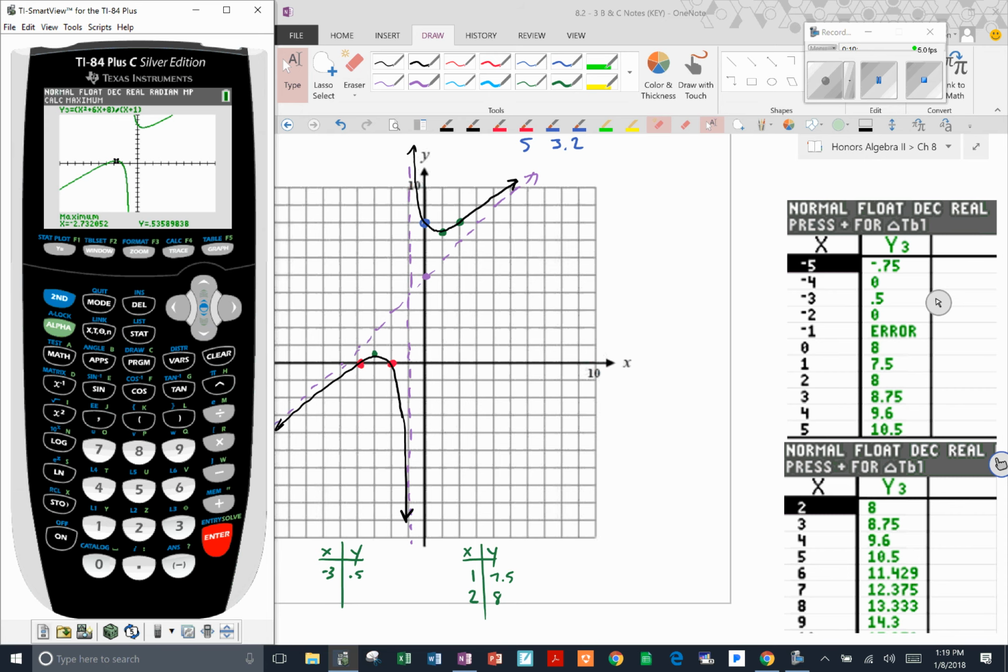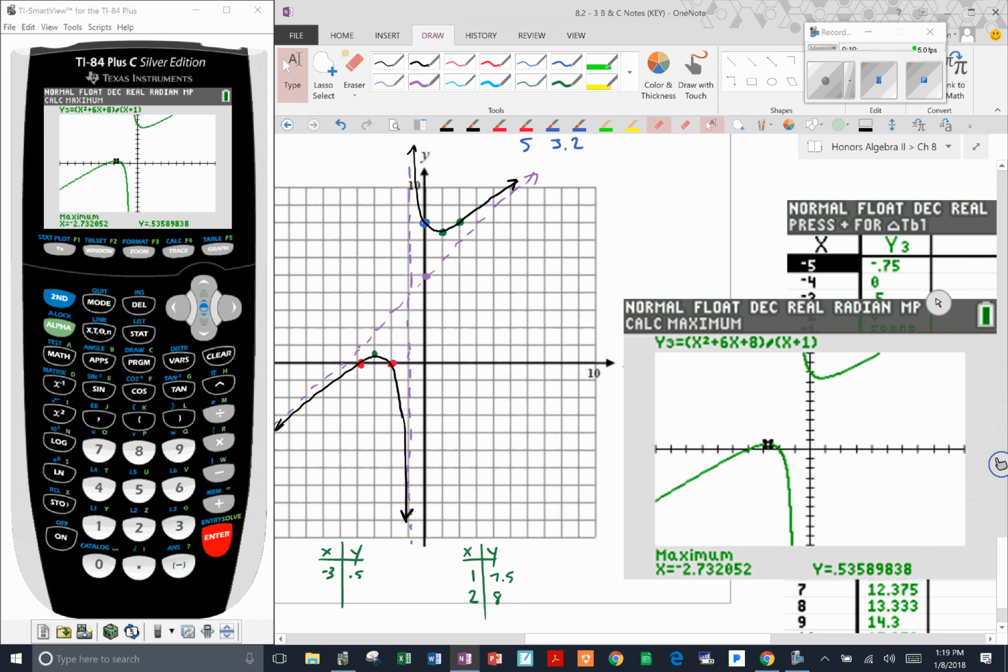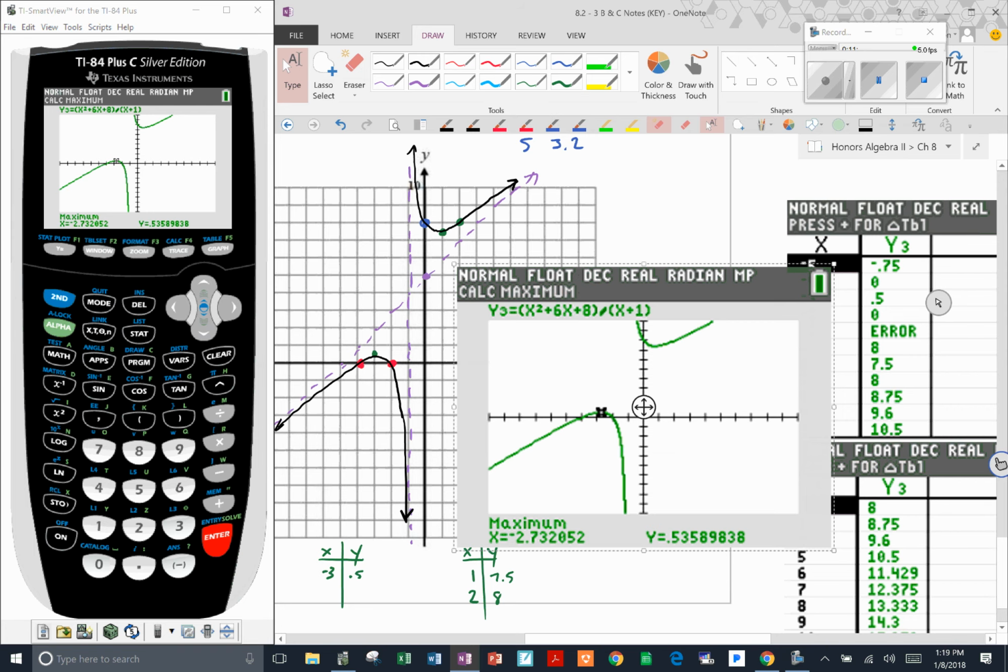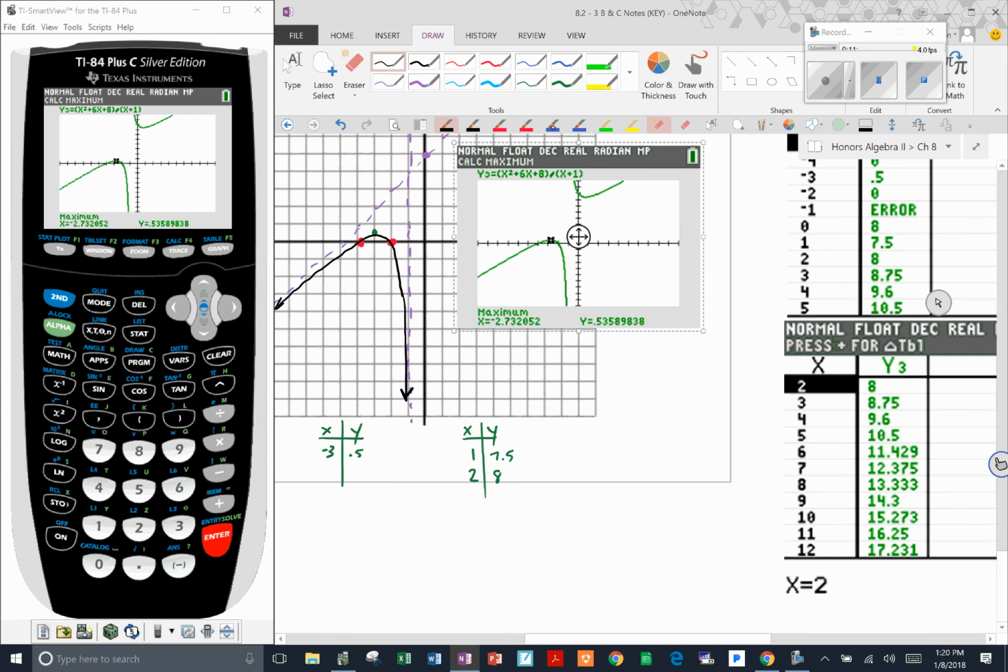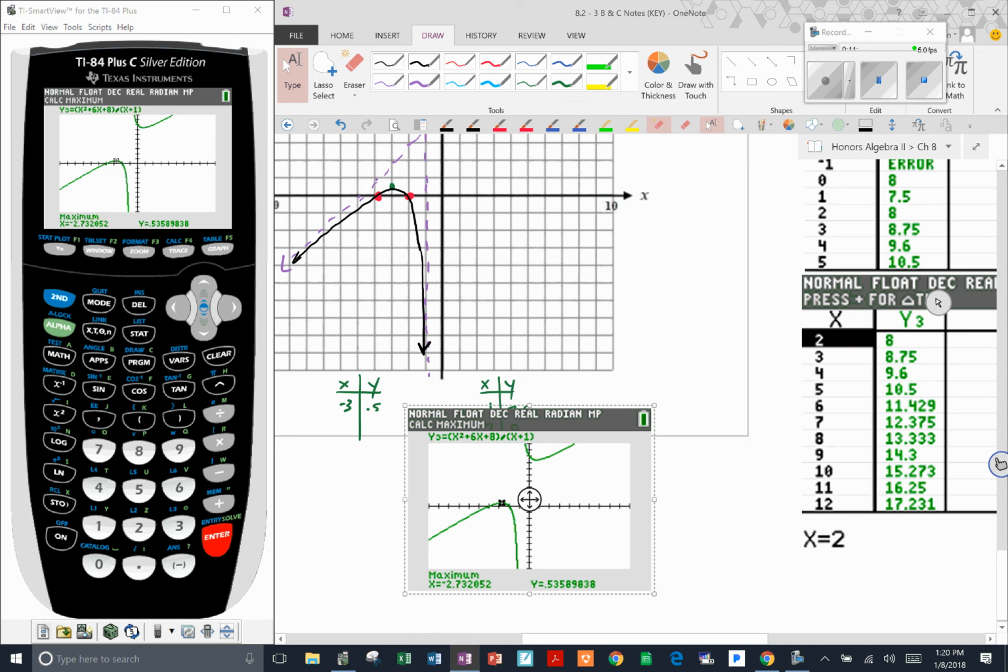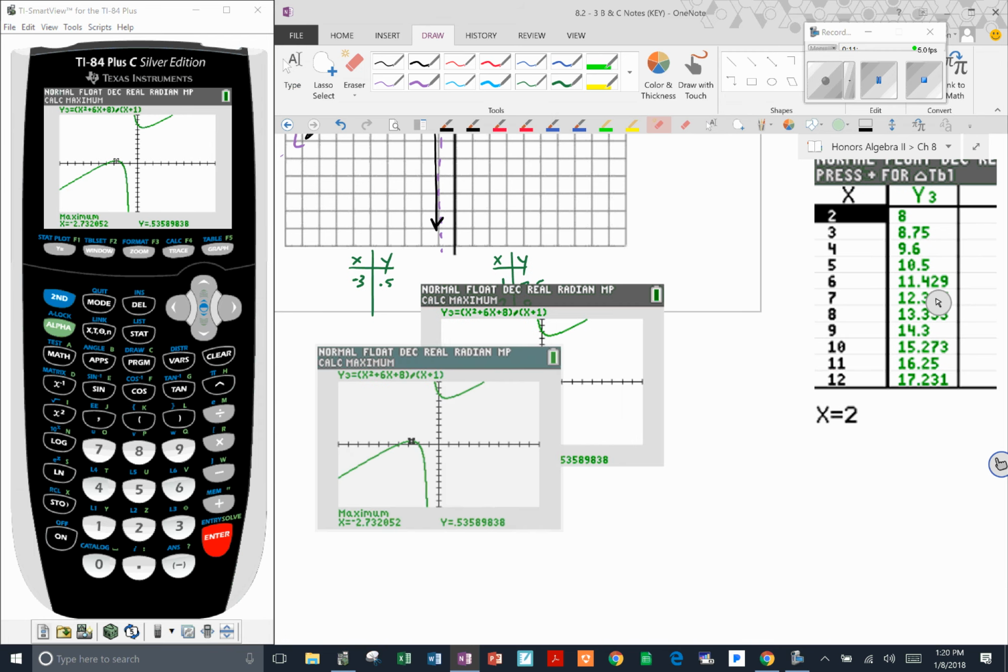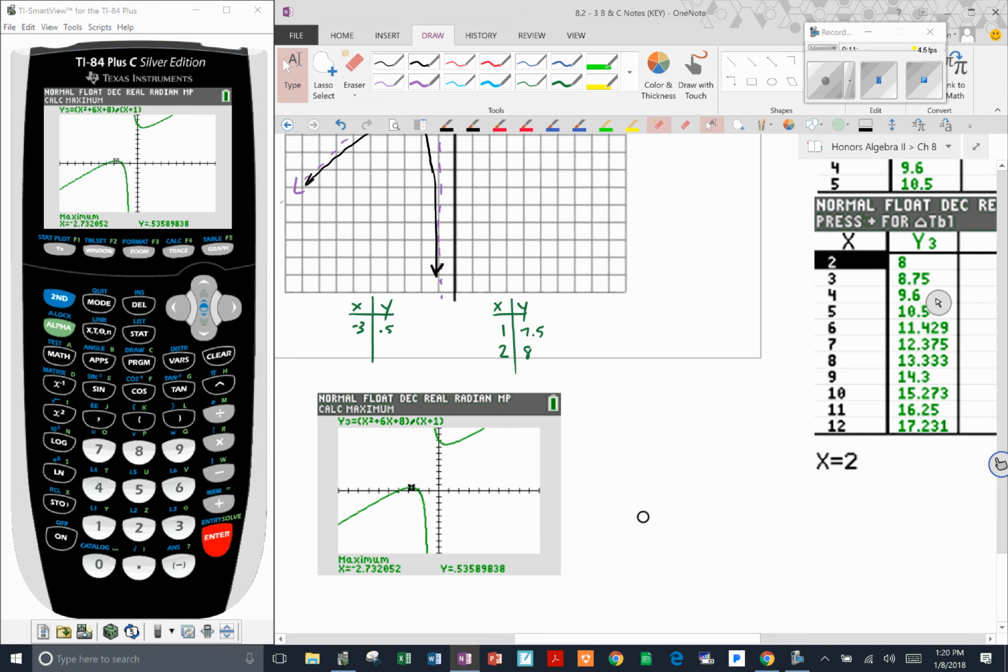Okay, and we could actually use that as one of our points in order to graph this function. I could have plotted negative 2.7, 0.53, but it's pretty close to the points I already have over there. What I am going to use that for, though, is my domain and range. I'm going to write that down here in a second. I'm starting to run out of room. So that is that local maximum.